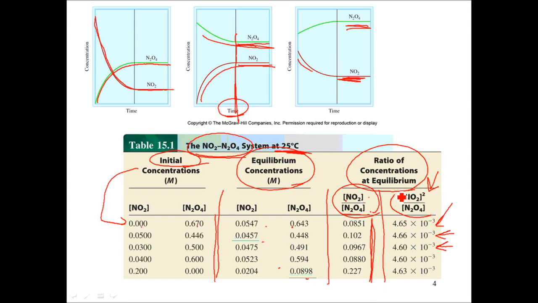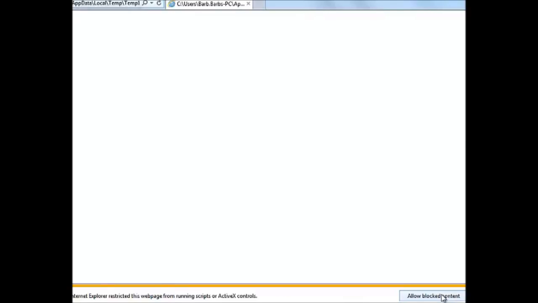However, if you take NO2 raised to the power of 2, divided by the concentration of N2O4, we do get an equilibrium constant. So again, that's a very important idea.